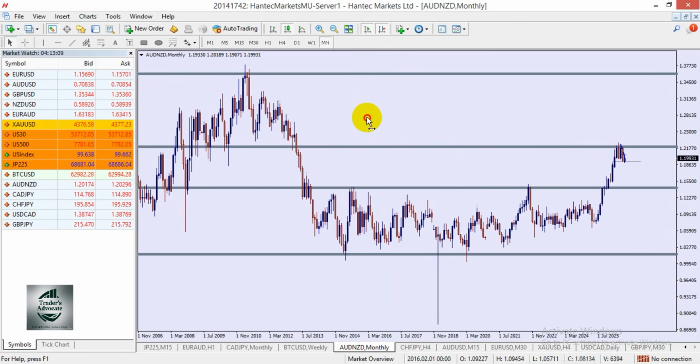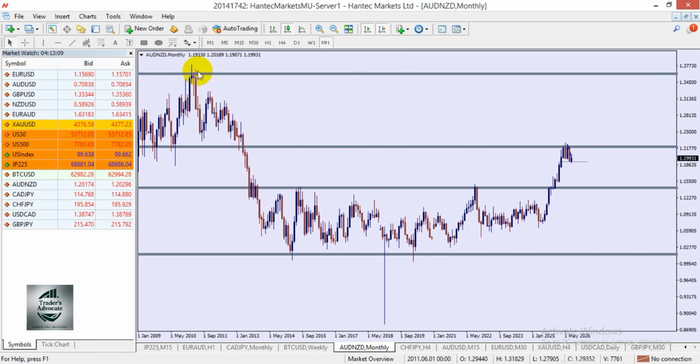Every time the market collapses like this, the market tends to go into a range. In the Forex market, whenever you see a massive collapse, the market tends to go into a range. You have to understand the market trends 40% of the time and spends 60% of the time in a range. The market doesn't trend forever.